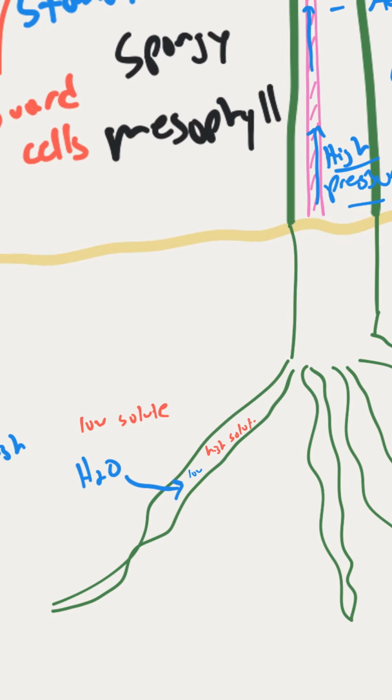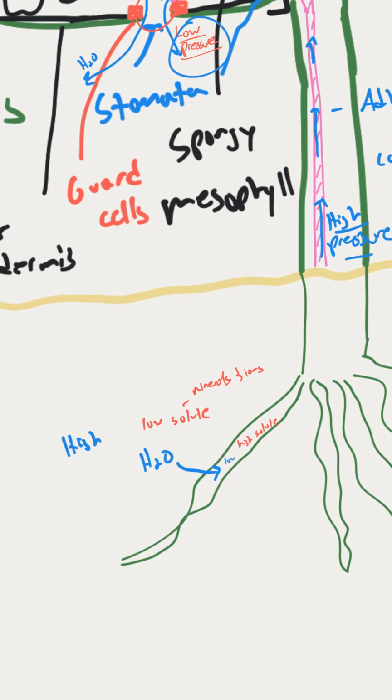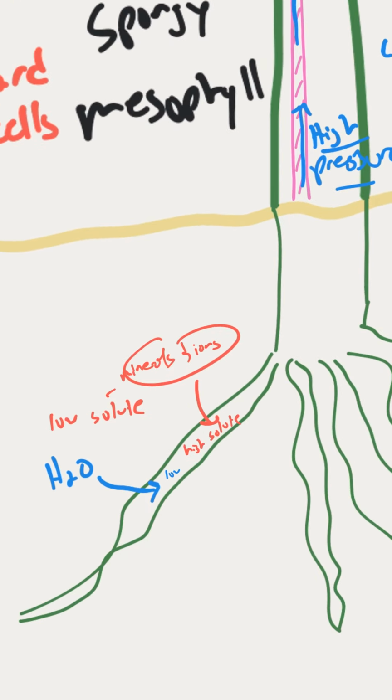inside the root system. And that solute is going to be a combination of minerals and ions that the plant needs in order to be able to survive, and how those minerals and ions actually get moved into the root system is through active transport. So there are pumps in the root system that are going to pump minerals and ions into the root system, and this is done through active transport.